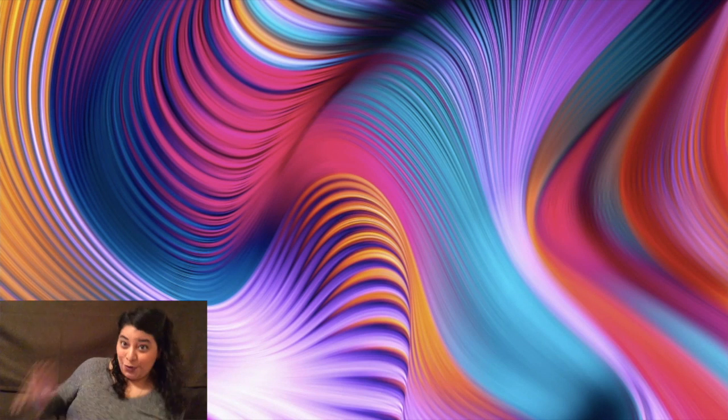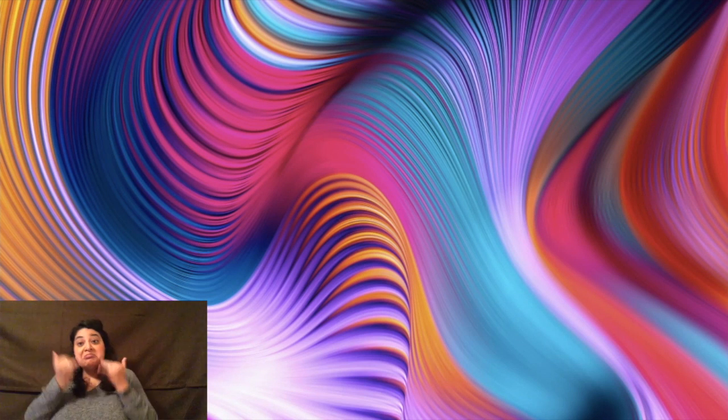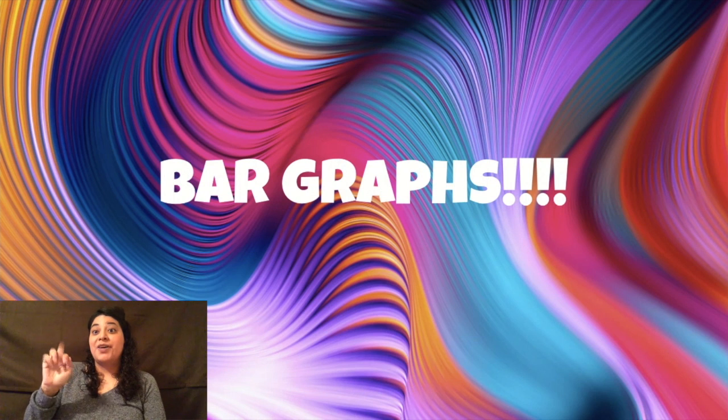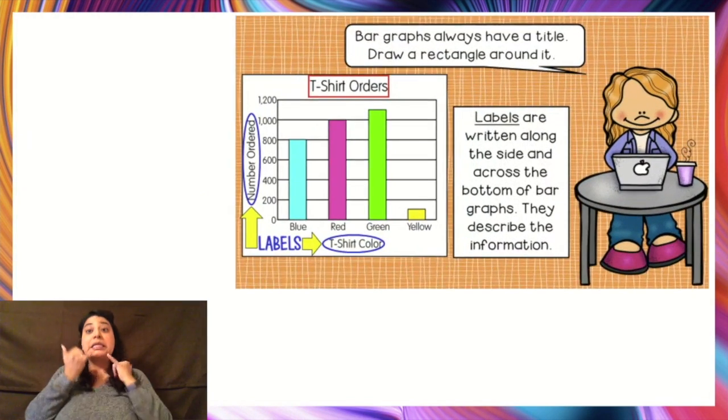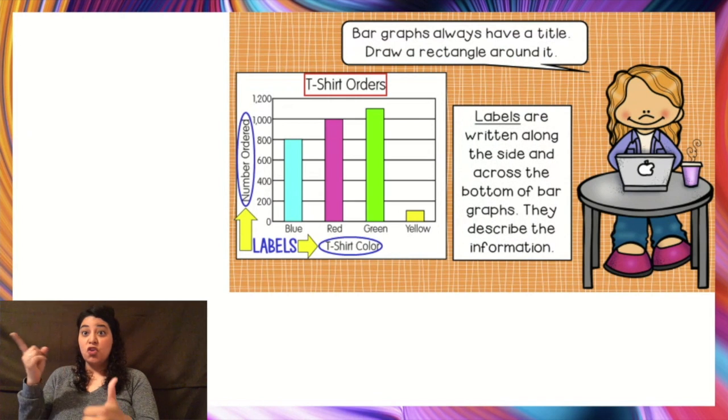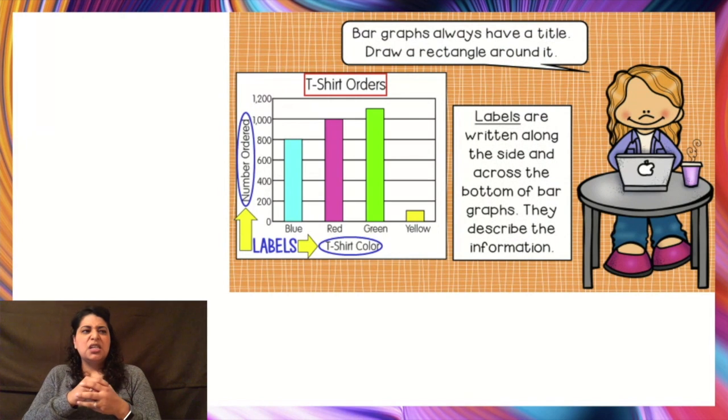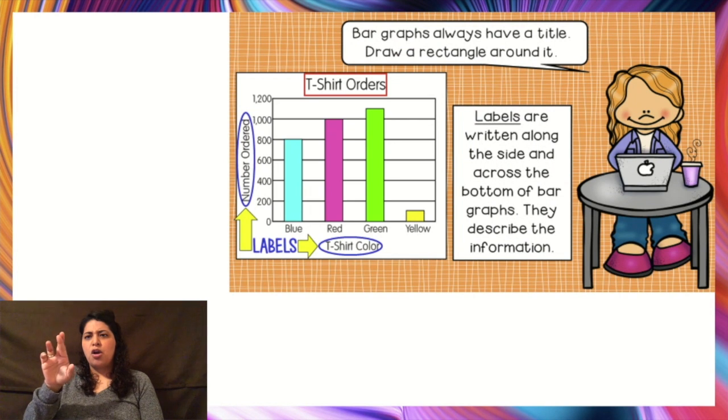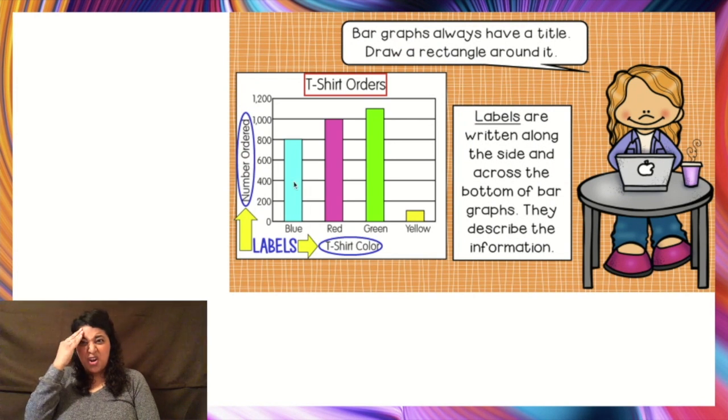Welcome, boys and girls. Today we are going to be learning about bar graphs. Let's go ahead and take a look at what I have for you today. The first thing I wanted to go over with you guys fairly quickly was just the parts of a bar graph. We need to know these things in order to interpret a bar graph, in order to answer questions about a bar graph and understand it.